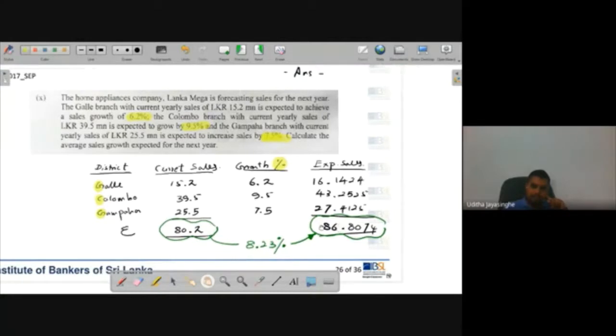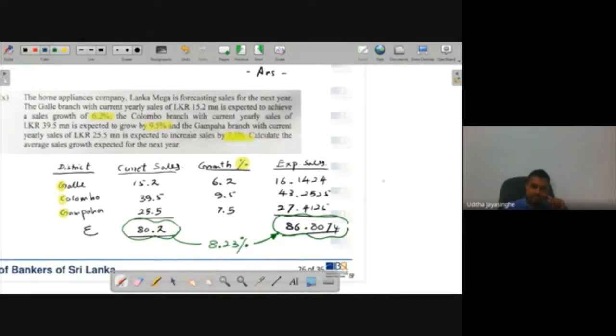How do you get this number? Take the division of 86.8074 divided by 80.2, minus 1, and that is going to give you this number. There are different methods. You can take 86.8074 minus 80.2, divided by 80.2. It's the same thing. Simple growth.